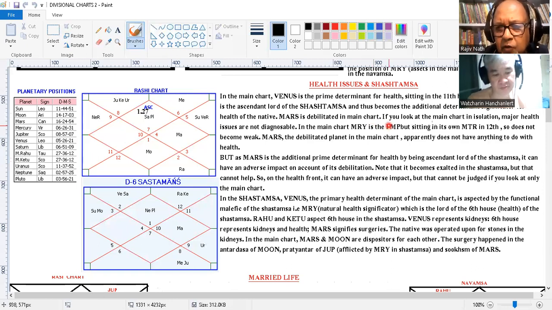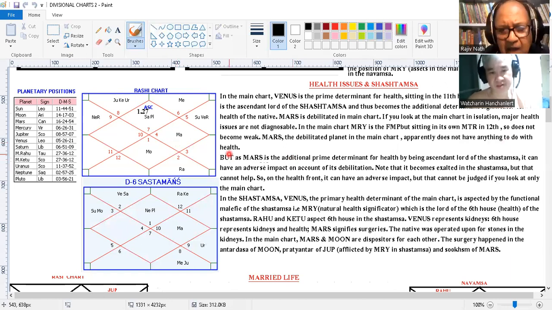If you look at the main chart in isolation, major health issues are not diagnosable. In the main chart, Mercury is the functional malefic planet, but sitting in its own Mool Trikona Rashi, so it doesn't become bad in the 12th house. It does not become weak. Mars, the debilitated planet in the main chart, apparently does not have anything to do with health.